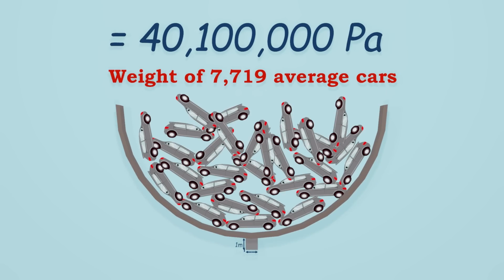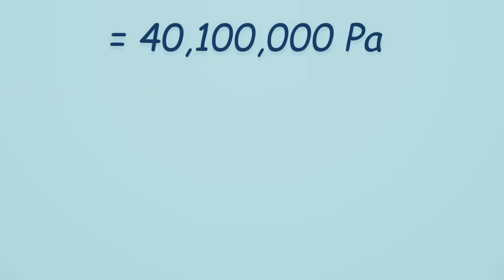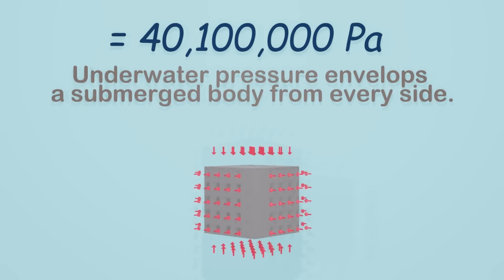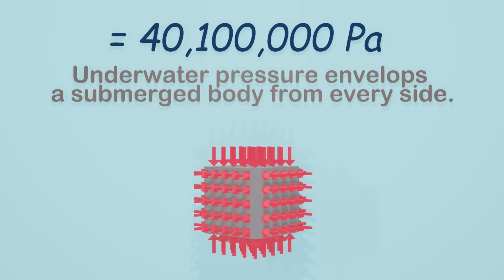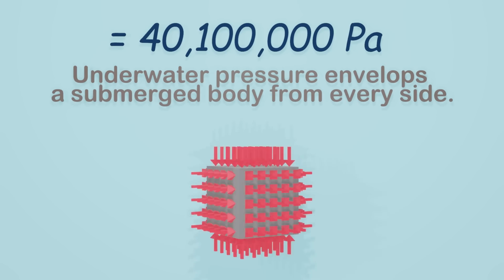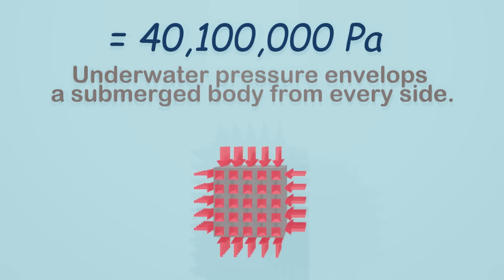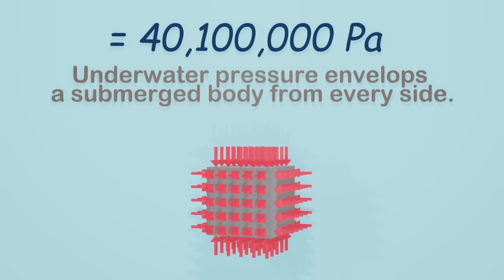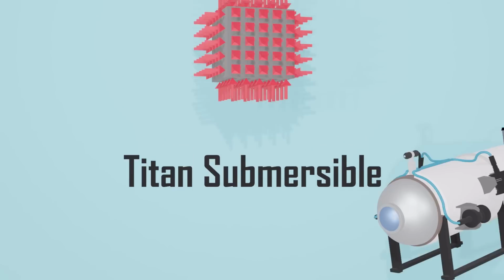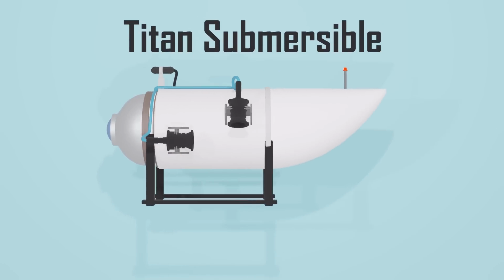But not from just one side like this. Underwater pressure envelops a submerged body from every side. Immense pressure surrounds every inch of a submerged vessel. Therefore, when designing a submersible to withstand extreme depths, the structure must indeed be super strong. Let's explore how this remarkable vessel was constructed to withstand the unforgiving forces of the deep sea.